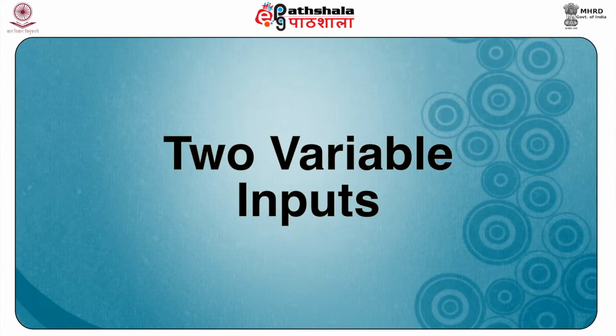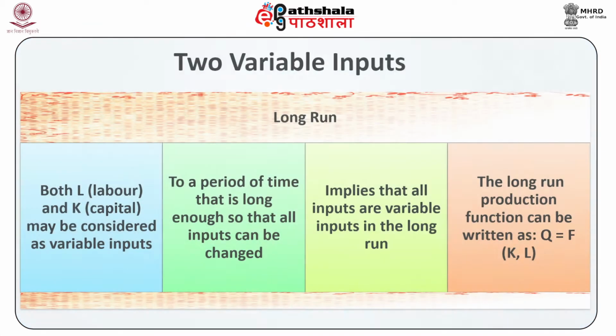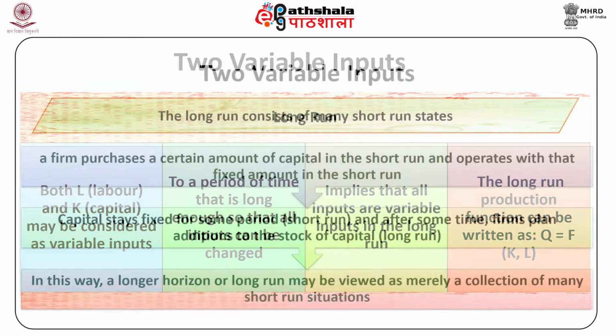Next is the two variable inputs. Generally, in the longer run, both L, labor, and K, capital, may be considered as variable inputs. According to economists, the long run refers to a period of time that is long enough so that all inputs can be changed. This implies that all inputs are variable inputs in the long run, and the long run production function can be written as Q is a function of K and L.